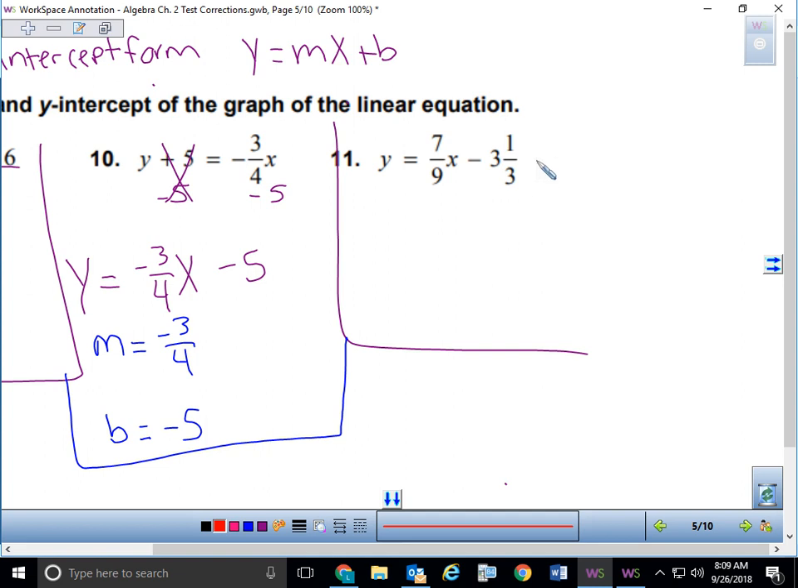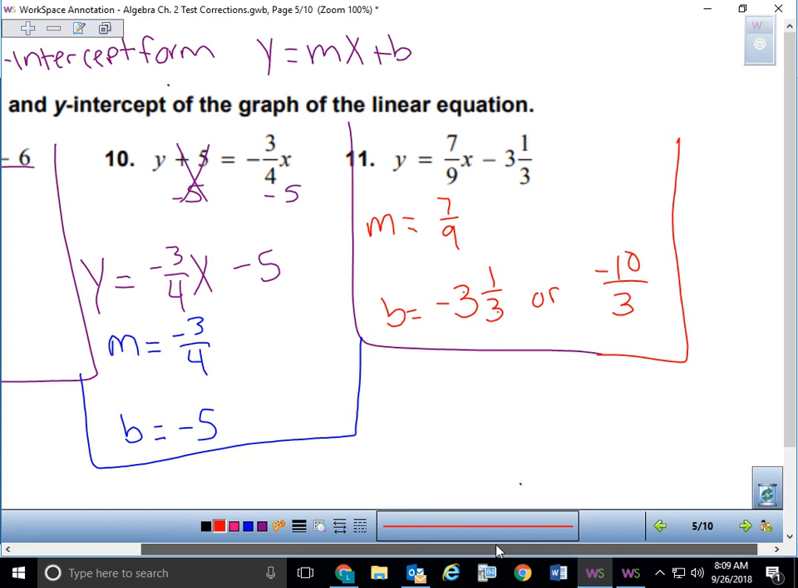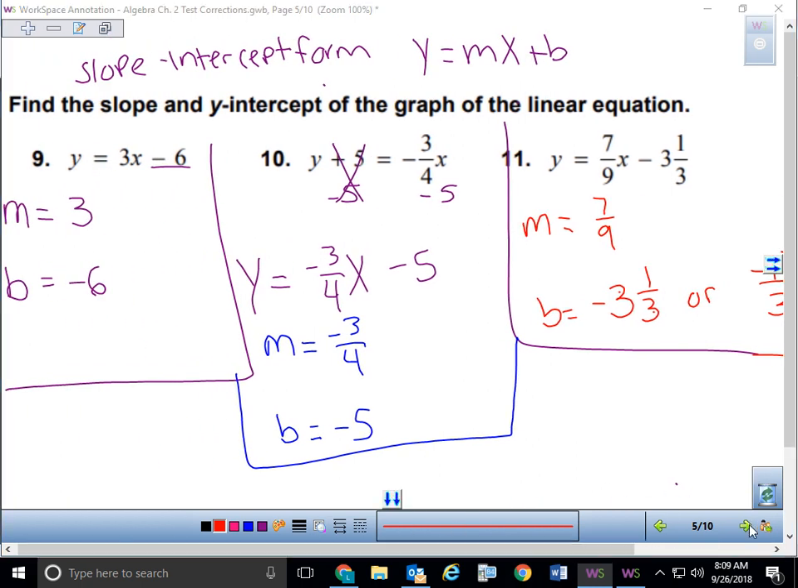Question 11. Again, also in slope-intercept form, so there's no work to be done. M equals, B equals. M is the number in front of your x, or your slope. That's 7/9. My B is the number after my slope, which is -3 and 1/3. You could also rewrite this as an improper fraction. That would be doing 3 times 3, which is 9, plus 1 is 10. You can also have -10/3. Again, no work to be done, but being able to identify slope-intercept form in these problems.